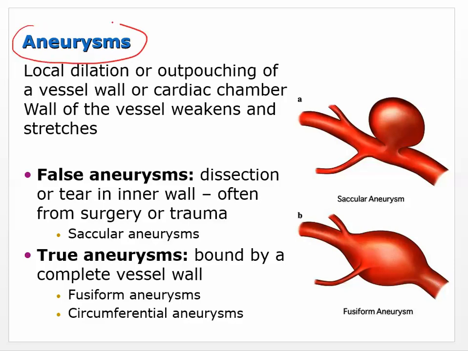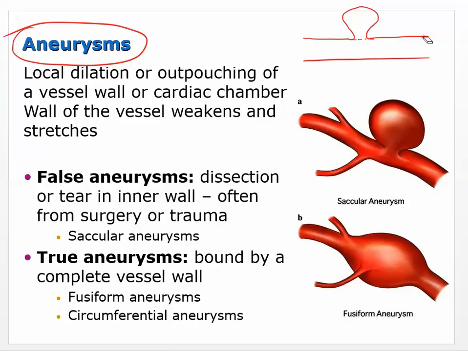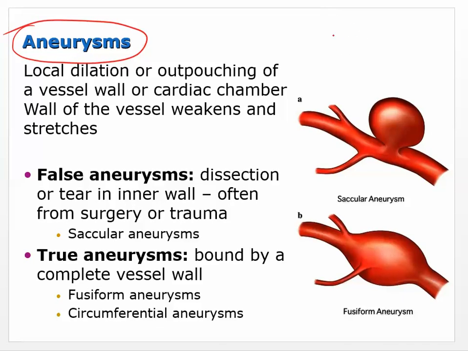Aneurysms. Everybody needs to know what aneurysms are. It's a local dilation or outpouching of a vessel wall or cardiac chamber. So what does that mean? That means you normally have a blood vessel that is just fine, but then at some point you have a weakening. Now, if the weakening only happens on one side or on the inner layer, then we call that a false aneurysm. And you can see something like in that first picture where it just sort of bursts out like that.